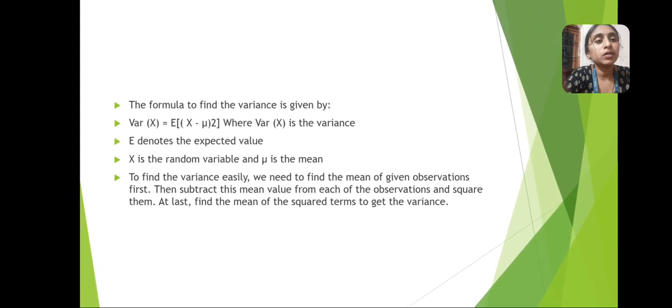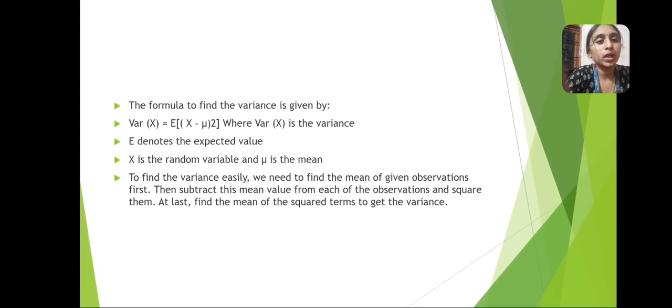So at last, we need to find the mean of the squared terms. We need to find the mean of each squared term to get the variance.